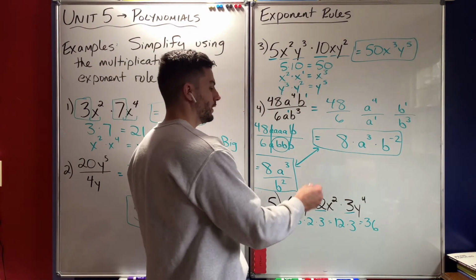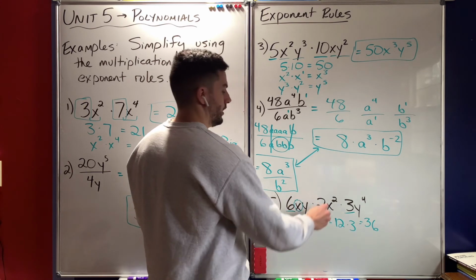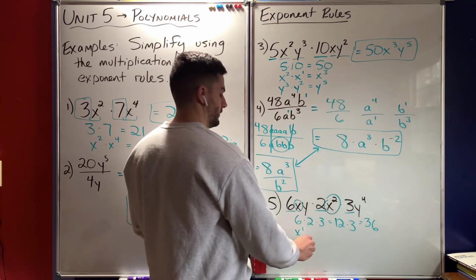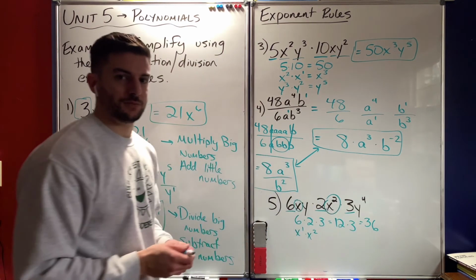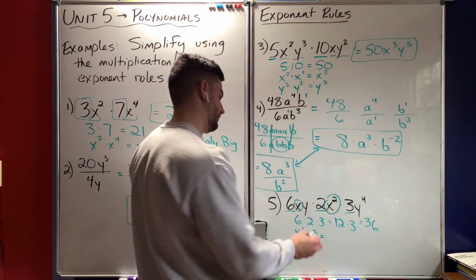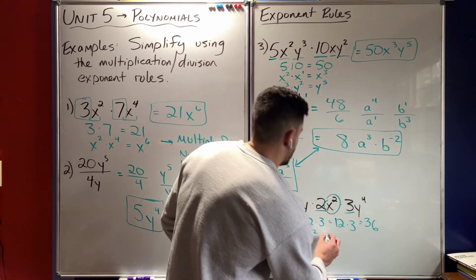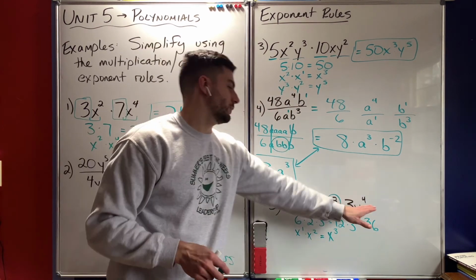Okay. Now for my x's, I have this x to the 1st, and then I have this x squared. So I'll multiply those two. But again, this one doesn't have an x. So I'm just going to multiply 2 different x's together. And that's fine. That's less work for me to do, right? So x to the 1st times x squared would be x to the 3rd. Okay? So it's okay that this one doesn't have an x as well.